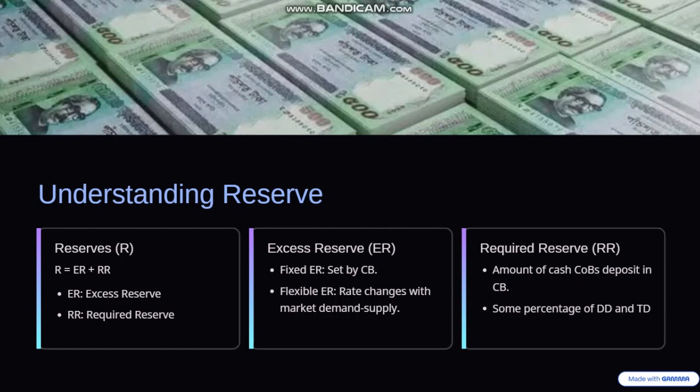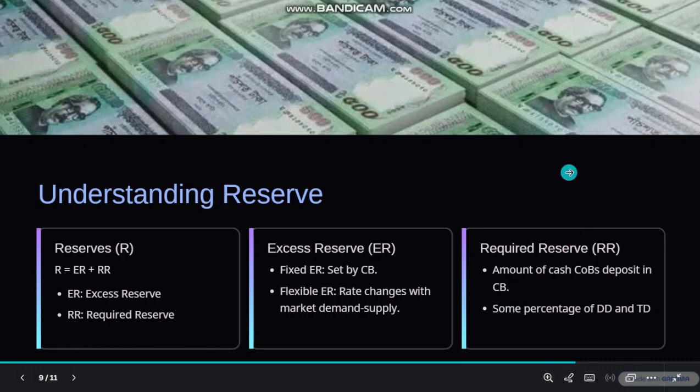Reserves are divided into two parts. Basically, as we said earlier, ER, that means excess reserve, and RR, required reserve. Excess reserve is any reserves above the required minimum, and RR, or required reserve, is fixed by the central bank as a policy tool. For excess reserve, there are two types: fixed ER, that's set by CB, and flexible ER, the rate changes with market demand and supply. Required reserve is what we talked about earlier, the amount of cash CoBs deposit in the central bank, or you can say some percentage of DD and TD.